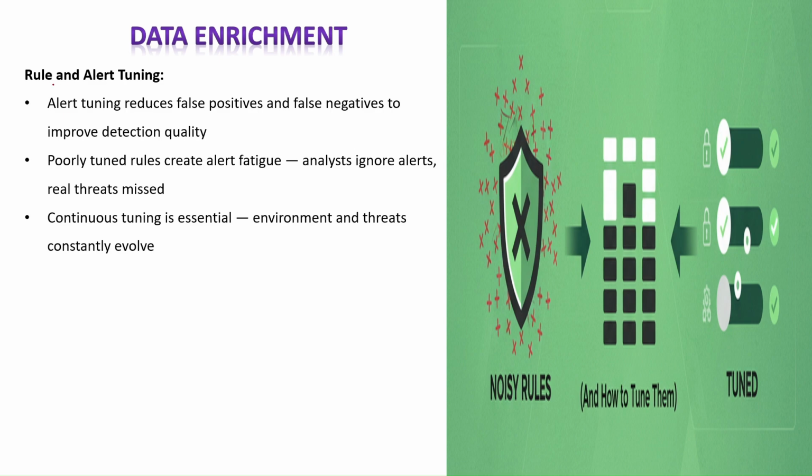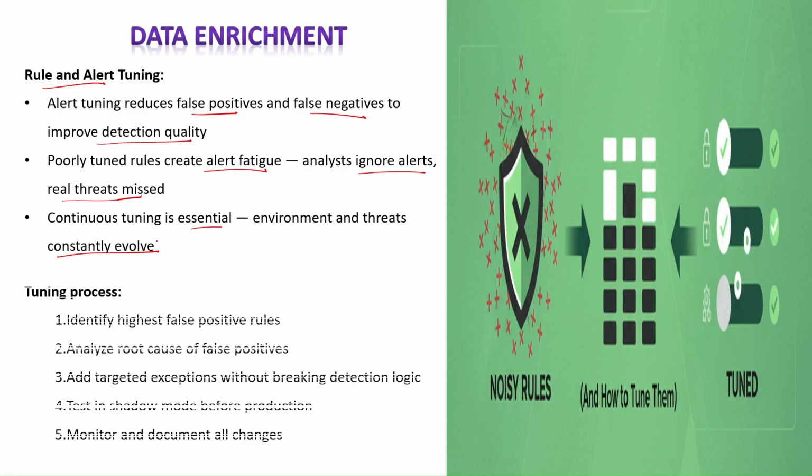The rules and alert tuning. Alert tuning reduces false positives and false negatives to improve detection quality. Poorly tuned rules create alert fatigue, that is analysts ignore alerts and real threats are missed. Continuous tuning is essential, as the environment and threats constantly evolve.